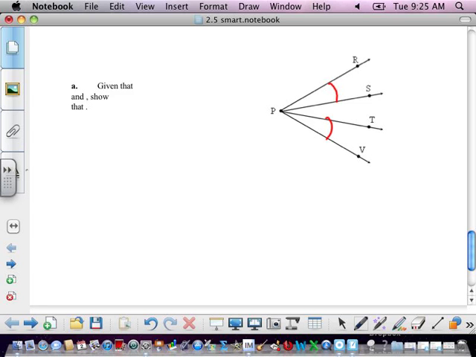Which is also equal to, TPV is equal to SPT. And I want to show that if I take RPV multiplied by 3, I get the whole thing. So the first thing you do, you get your statements, and we've got our reasons.